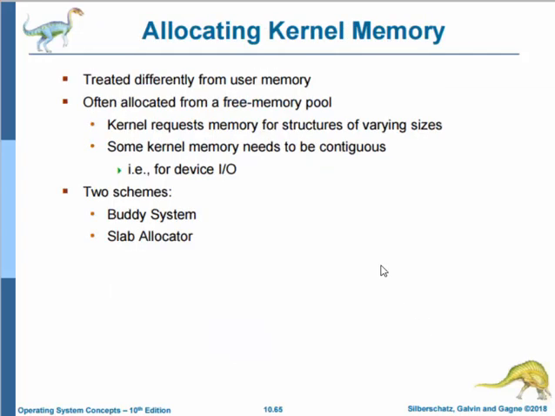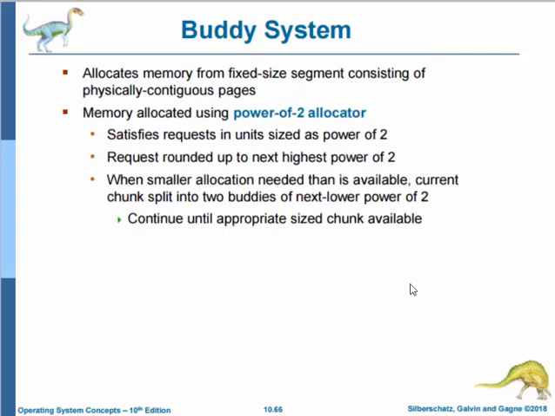The allocation of kernel memory is done differently from user memory. It is done by allocating from a free memory pool. The kernel requests memory for structures of varying size. However, some kernel memory needs to be contiguous, for example, for input-output devices. There are two schemes of allocating kernel memory, namely the buddy system and the slab allocator.